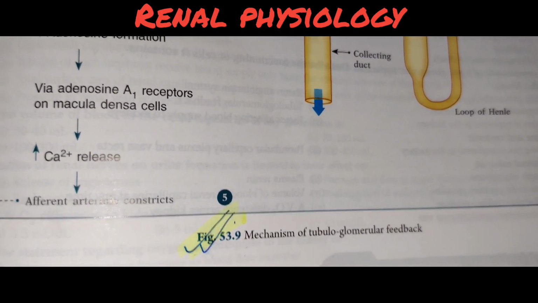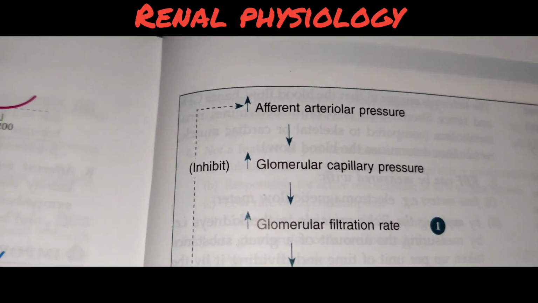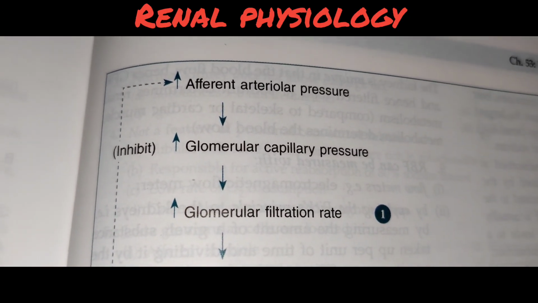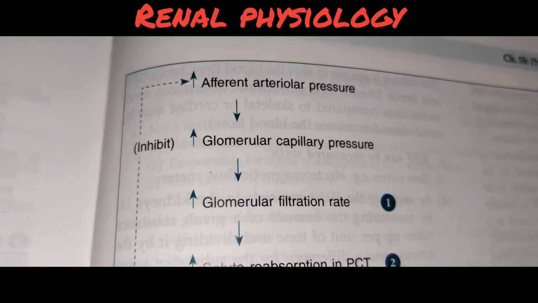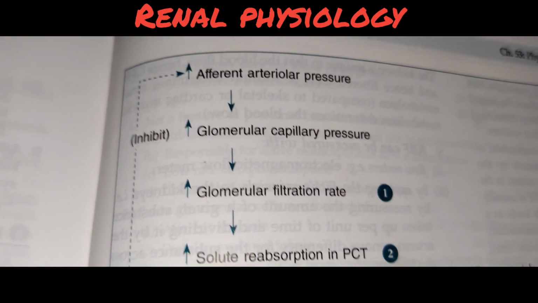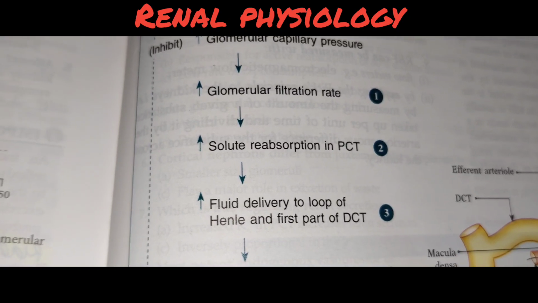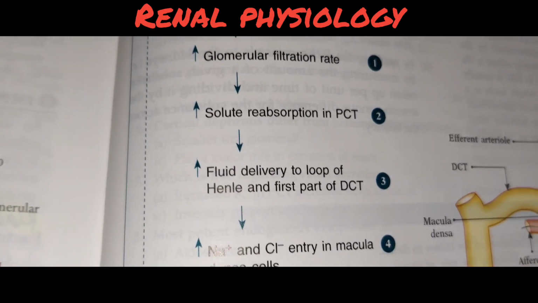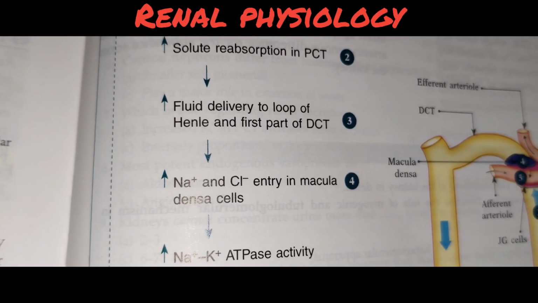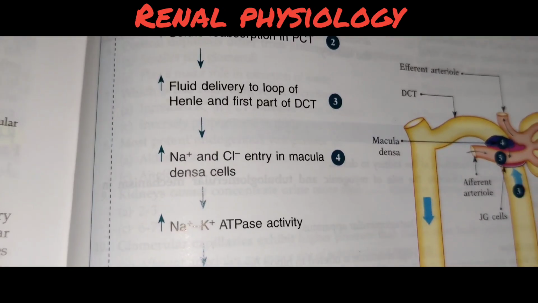The second mechanism is tubulo-glomerular feedback. So what does this mean? Okay, let's assume that there is an increase in the afferent arteriolar pressure. If the afferent arteriolar pressure increases, glomerular capillary pressure will increase, and therefore the GFR will increase. If the GFR increases, the sodium reabsorption in the PCT will increase, and there will be much more fluid delivery to the loop of Henle. And if fluid delivery increases, there will be more sodium and chloride entry in the macula densa cell.